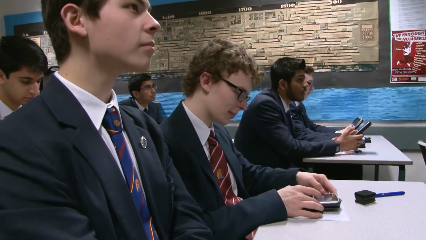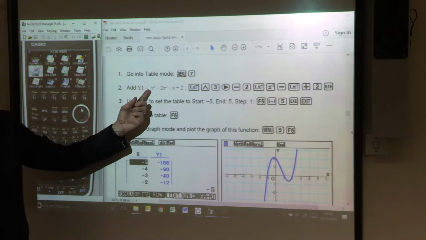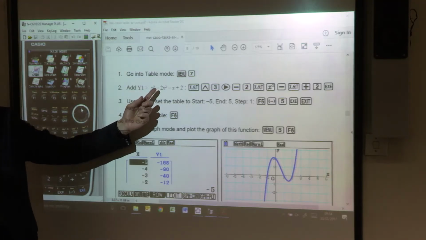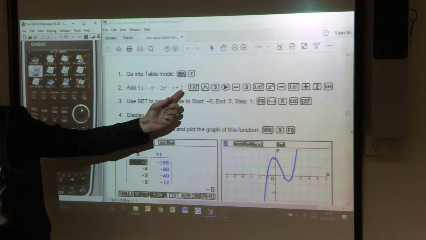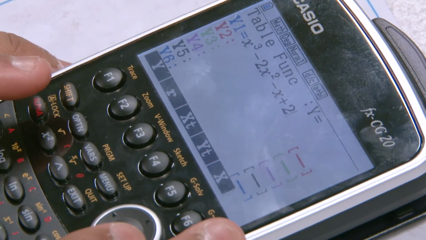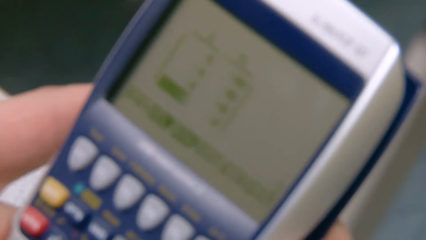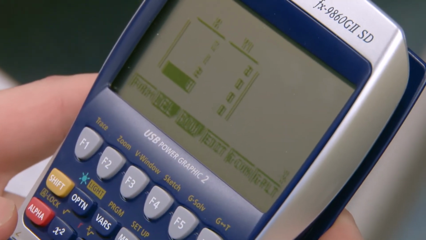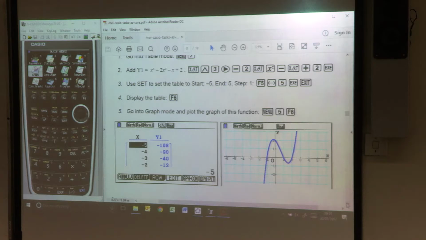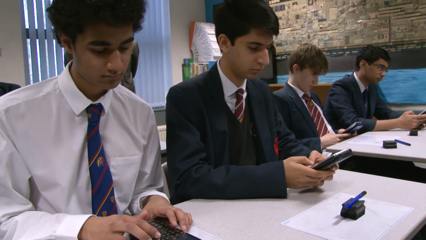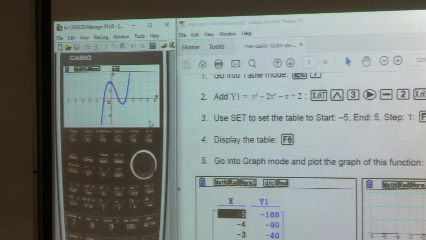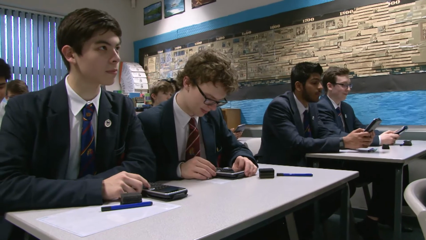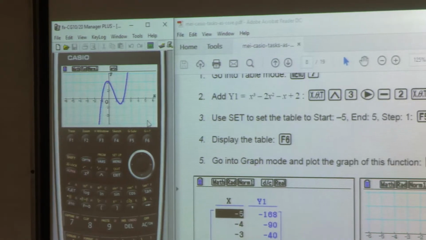Would you like to set up on your calculator x cubed minus 2x squared minus x plus 2? Set up your table to start from -5, end at 5 and go in steps of 1. When you've done that, go across into the graph mode and use the draw button, and up comes the graph. Would you look at those and discuss in pairs?